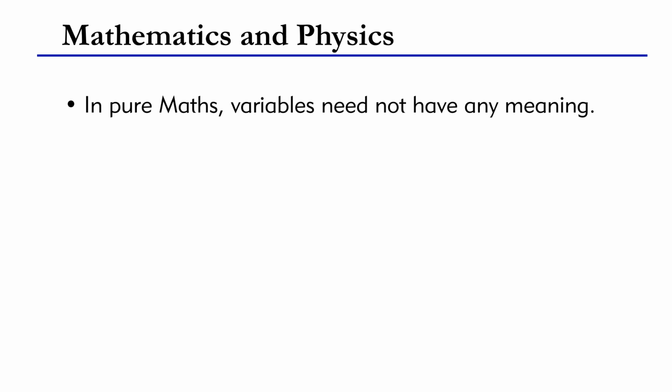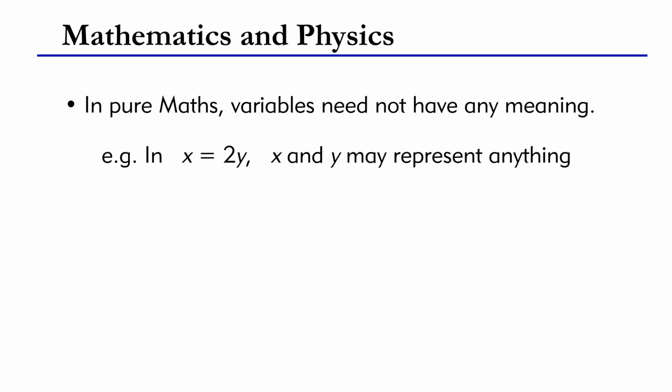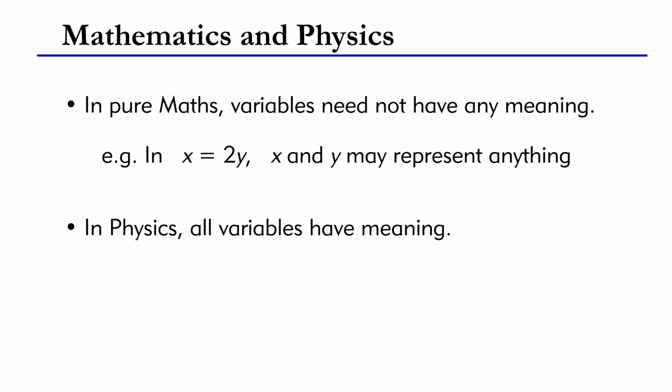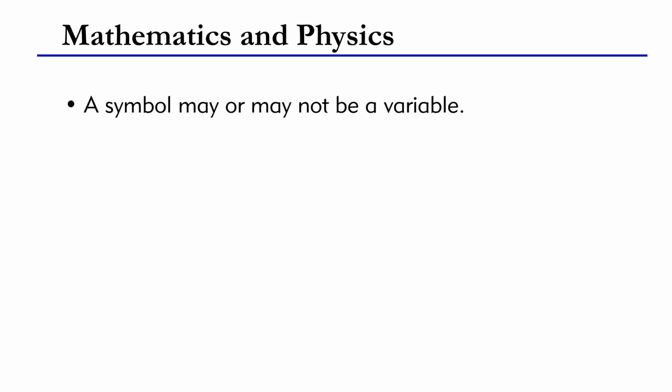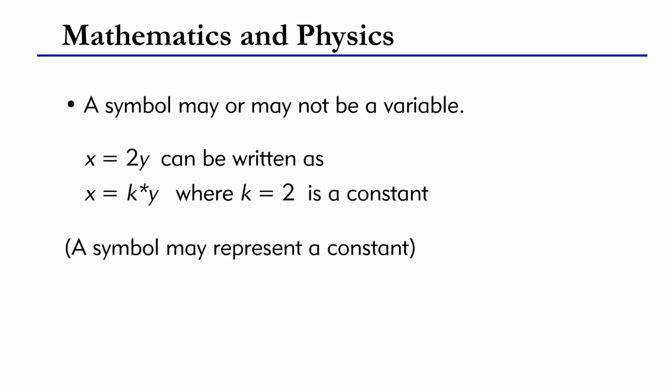In pure mathematics, variables in an equation need not have any meaning. For example, in x equal to 2y, the variables x and y can represent anything. In physics, all variables have meanings. On the other hand, a symbol may or may not be a variable. For example, if the equation x equal to 2y is written as x equal to k times y, then k is a constant. Only x and y are variables.